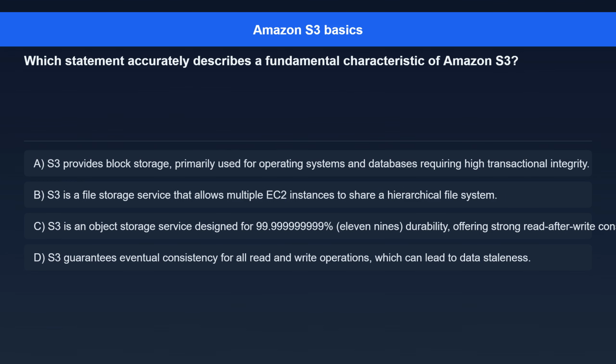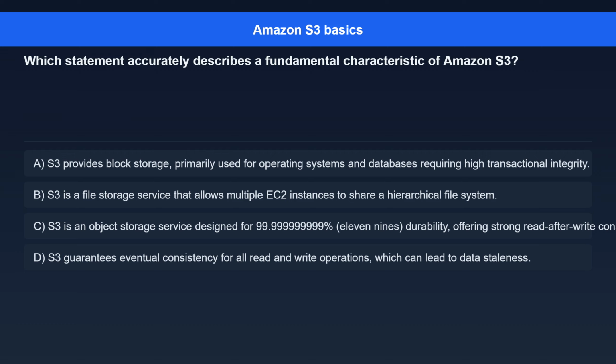Question 1. Which statement accurately describes a fundamental characteristic of Amazon S3? Option A. S3 provides block storage, primarily used for operating systems and databases requiring high transactional integrity. Option B. S3 is a file storage service that allows multiple EC2 instances to share a hierarchical file system.